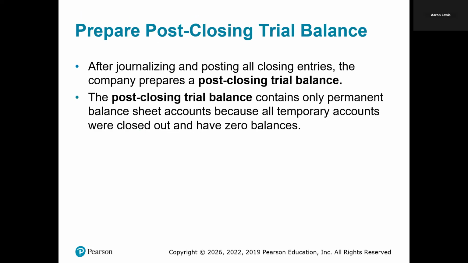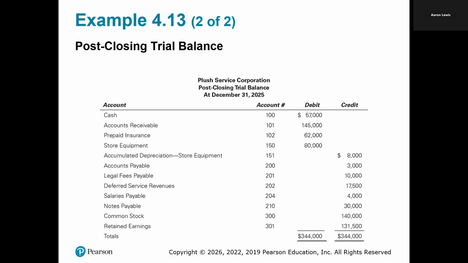You are going to only have balances in your asset, liability, and equity accounts at period's end. And to make sure that those have debit credit equality before you officially close your books, you one more time make a trial balance, your post-closing trial balance. And here for Plush, after we've accounted for all of the closing that we did after we made our financial statements, we see that this company still has debit credit equality for the collective balance of all of its asset, liability, and equity accounts.